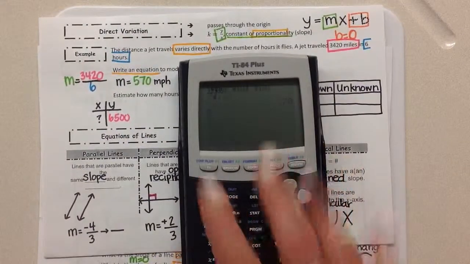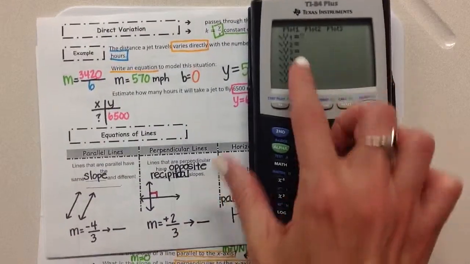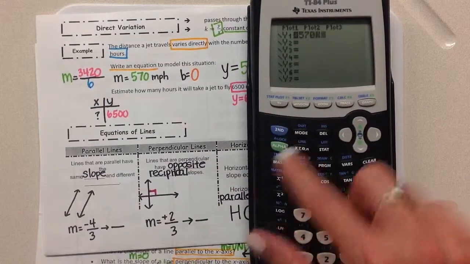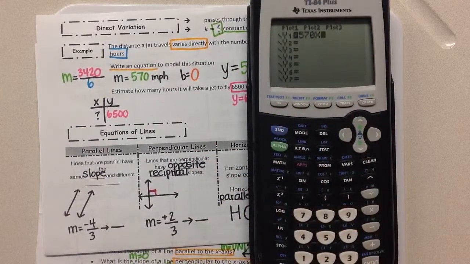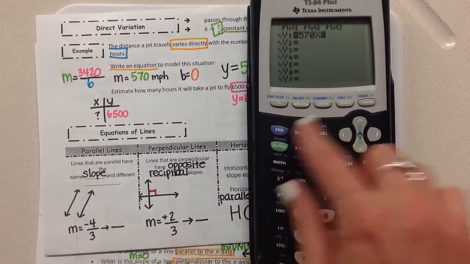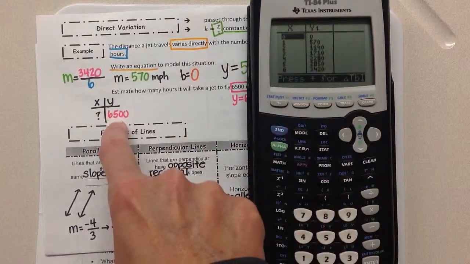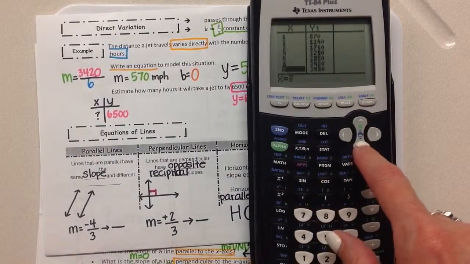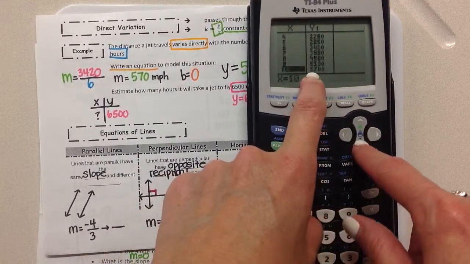So let's go to our calculator, and we're going to type in to y equals, we're going to type in our equation, which is 570x. And again, you could put plus 0, but you don't have to. And then we're going to go to our table, and we're looking for a y value of 6,500. So I'm going to scroll down, and I'm looking for a y value of 6,000.